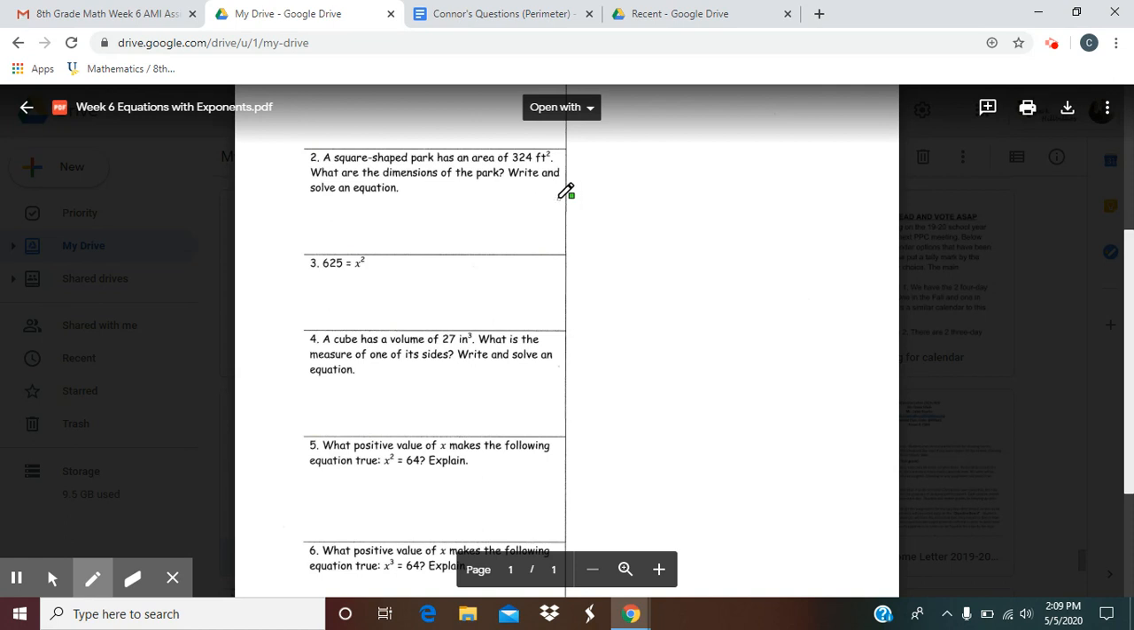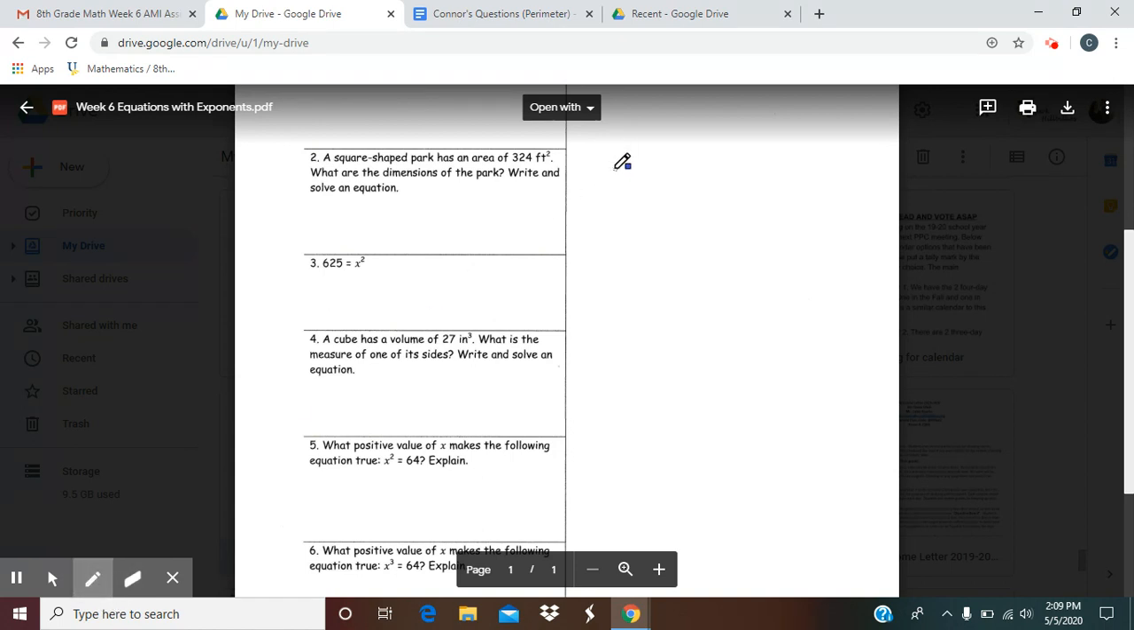As I was saying, a square has all sides exactly the same length. So if I know that its area is 324 feet squared, in order to find the dimensions, I am going to have to set up an equation where I can work backwards to find the length of one side. Because if I find the length of one side, I find the length of all the sides. So I'm actually going to change colors here real quick.